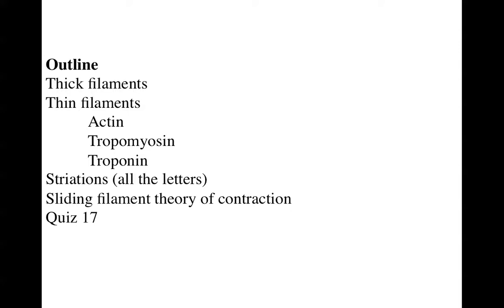In this lecture, we're going to go into a little more detail about what comprises the thick filaments, the myosin, and then what comprises the thin filaments, the actin, tropomyosin, and the troponin. And then we'll specifically talk about the striations that you see in a microscopic view of muscle fibers. And then we will just briefly touch on the sliding filament theory of contraction, and we'll go into more detail of that next week.